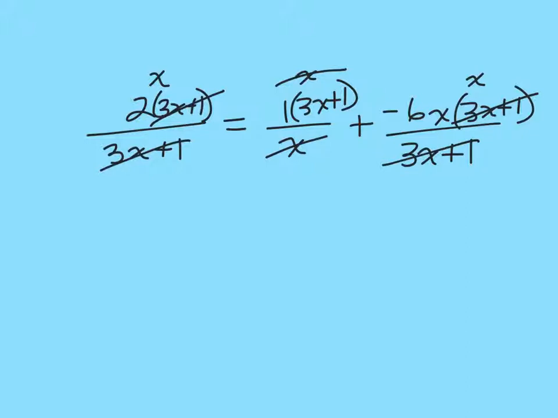Okay, so let's see what we got now. In this first fraction, I've got 2x. In the second one, 1 times 3x plus 1 would just be 3x plus 1. And back here in the last one, negative 6x times x would be negative 6x squared. Class, do I have a quadratic or a linear equation? Quadratic. I have a quadratic on this one.